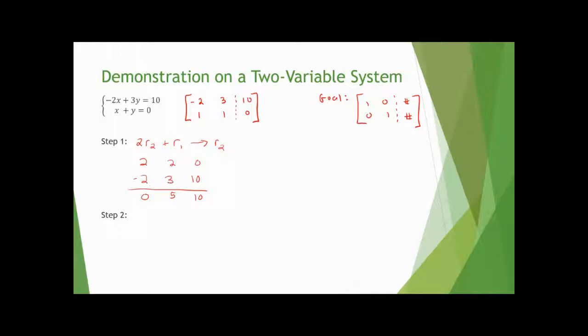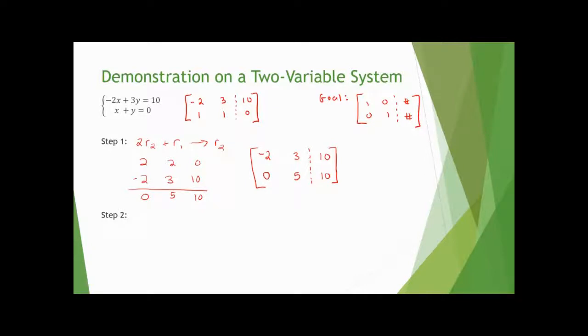So now I'm going to write my matrix. First row has not changed. And then I'm replacing my second row. So I have -2, 3, and 10. And then 0, 5, and 10.